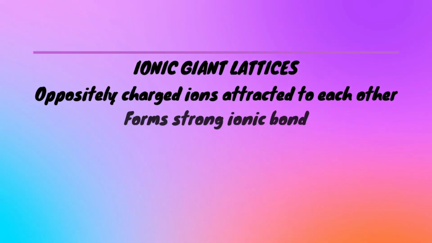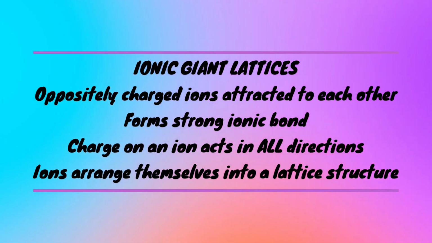In ionic giant lattices, oppositely charged ions are attracted to each other. Opposites attract, sames repel. This attraction forms a strong ionic bond. The charge on an ion acts in all directions, and the ions arrange themselves into a lattice structure involving huge numbers of ions, which is why we call them giant structures, and they are visible to the naked eye.